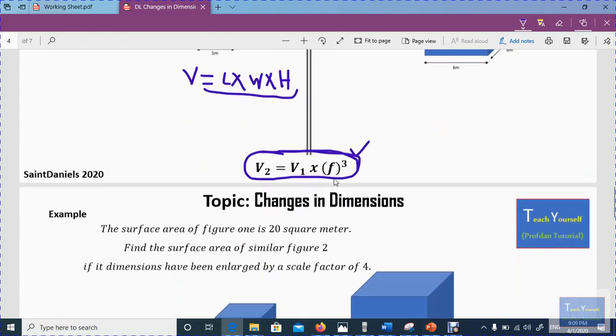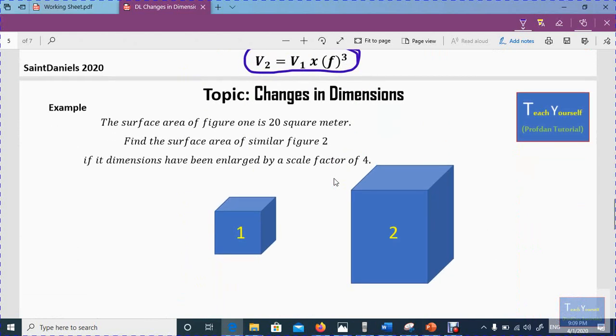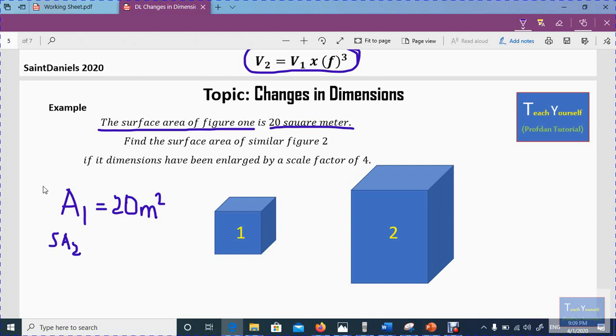So let's look at an example, a very simple example. The surface area of figure 1, this is figure 1, is 20 square meters. So we are told that the surface area of figure 1 is 20 square meters. That is this. Find the surface area of similar figure 2. So this figure 2, we look for the surface area of figure 2.